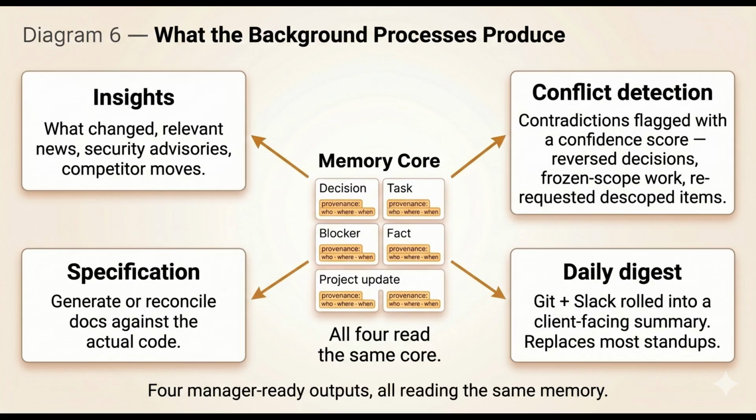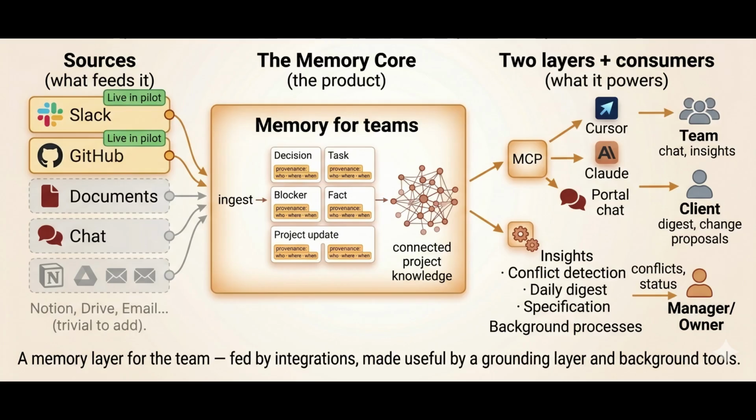The daily digest rolls up Git and Slack activity into a client-facing summary, which is meant to replace most of your stand-ups. And the specification subsystem can generate or reconcile documentation against the actual code. These aren't separate products. They're all just reading the same memory core from different angles. So that's the whole system in one line, a memory layer for the team, fed by integrations made useful by a grounding layer and a set of background tools.